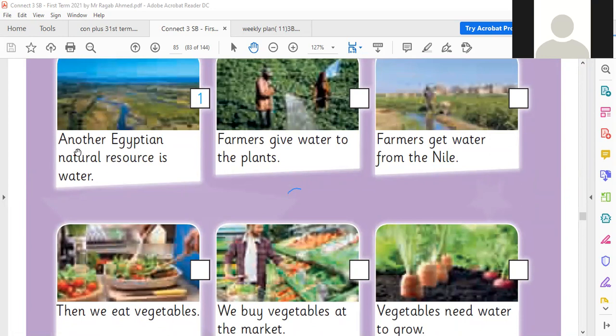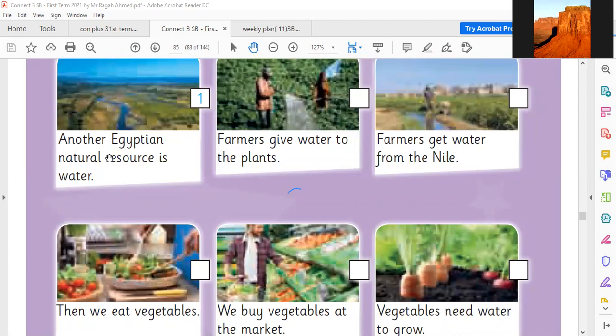Number one for you. Another Egyptian natural resource is water. Students, natural resource, do we make it or we don't make it? We don't make it. Omar, look here, please. Don't play. So the natural resource, we don't make it. It is the first picture.